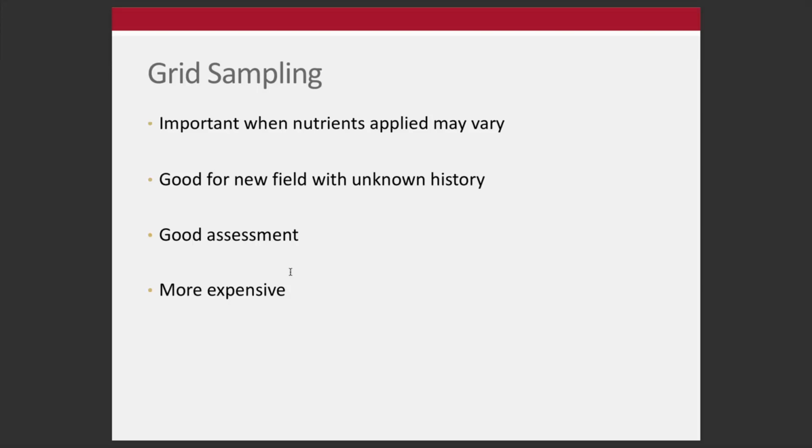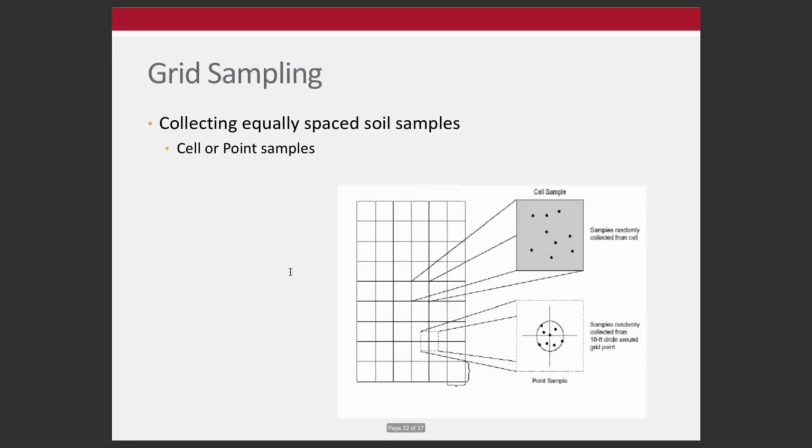Grid sampling is a good practice, especially coming into a field that you know very little about. So maybe you're renting. A farmer's going to go rent a new field down the street or something. They don't know too much about it. They've never farmed it before. Gives you a good assessment, but it's typically more expensive because you're often going to have more samples per acre than you would with the other two approaches.